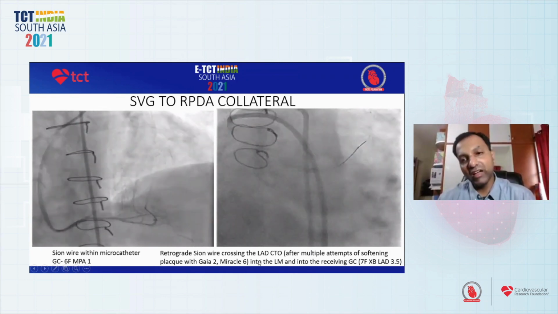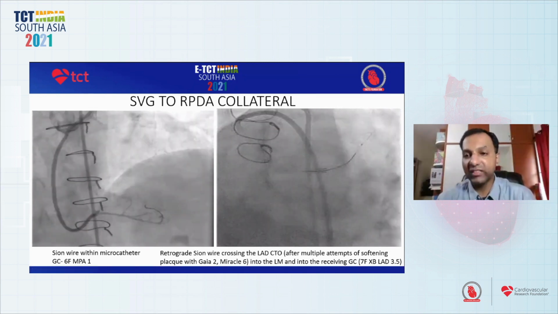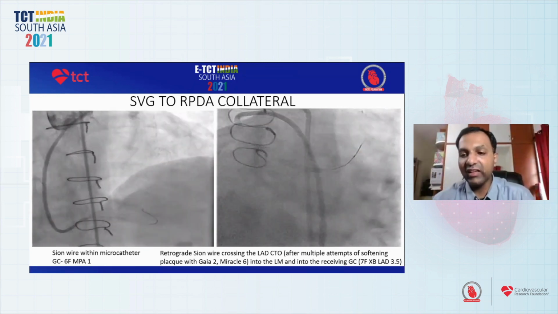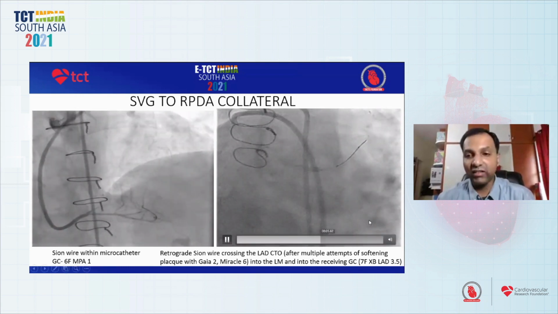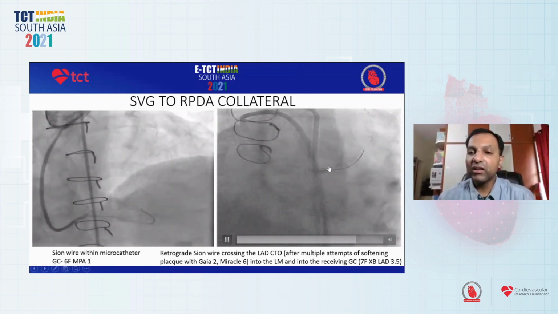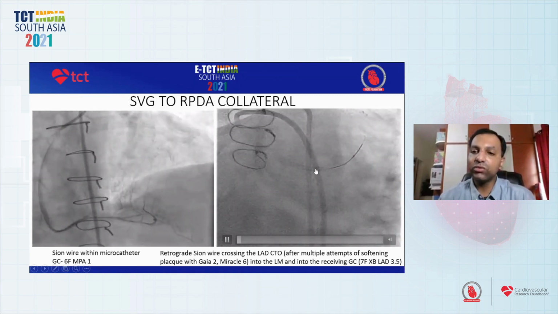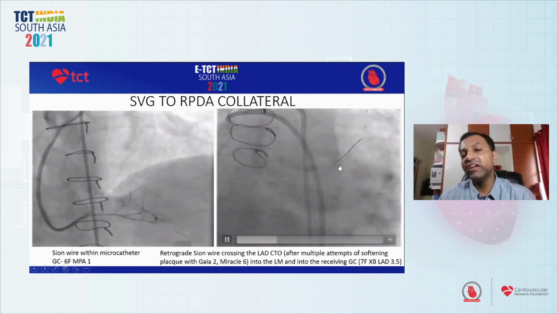And at some point, we actually thought that we may not succeed. And that's when we decided we'll again try with a usual Fielder wire, and actually the Scion wire itself, this wire actually got through the distal cap, went through the proximal cap and into the left main.